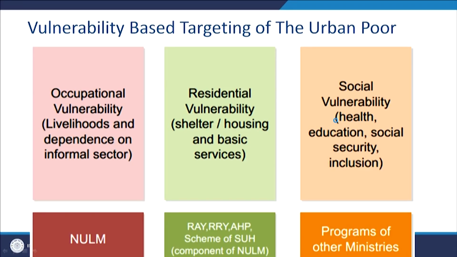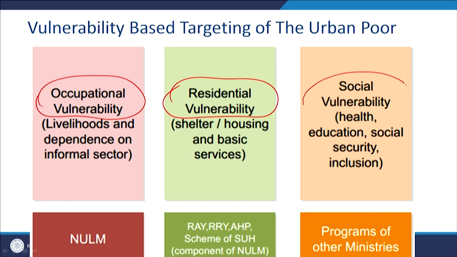Next is vulnerability. In urban areas or cities, you have vulnerable groups based on occupational vulnerability, those who do not have jobs and livelihood, or whose jobs are very fragile. There is residential vulnerability, for those living in very vulnerable houses, poor houses, kacha houses. There is social vulnerability, like health, social security, education, etc. Now, the NULM program is designed to address the occupational vulnerability.